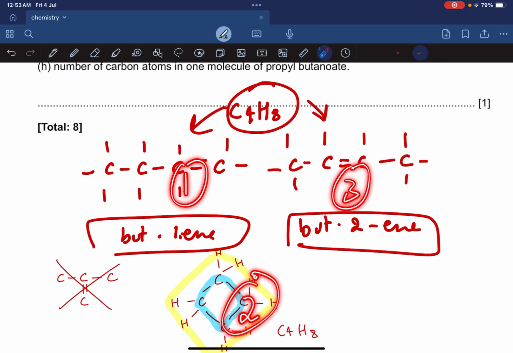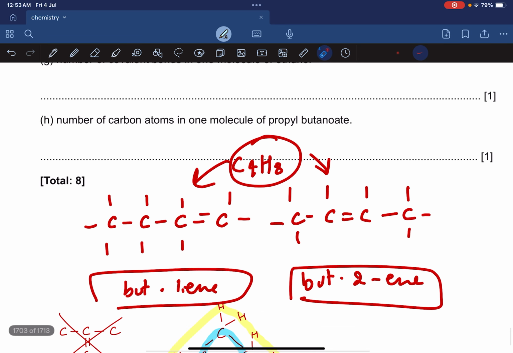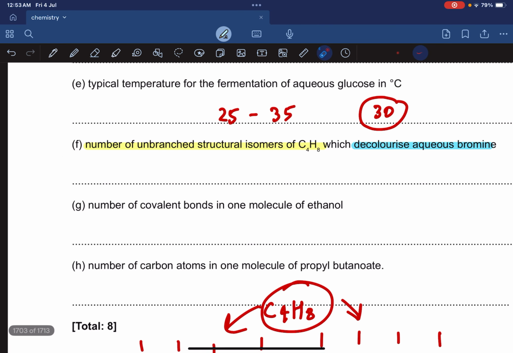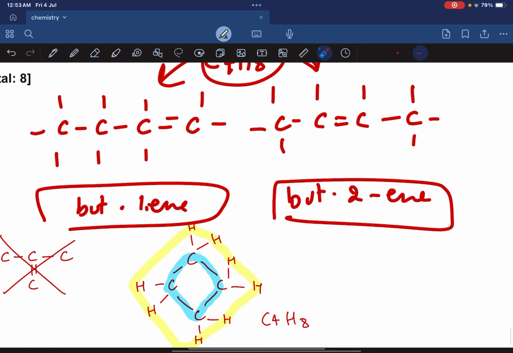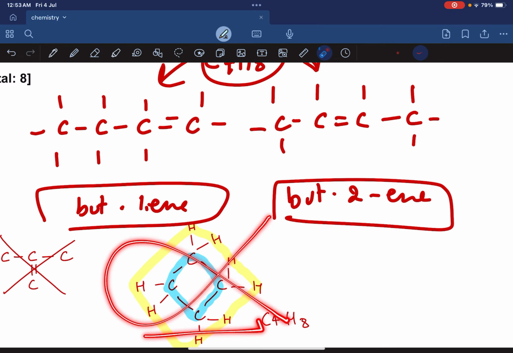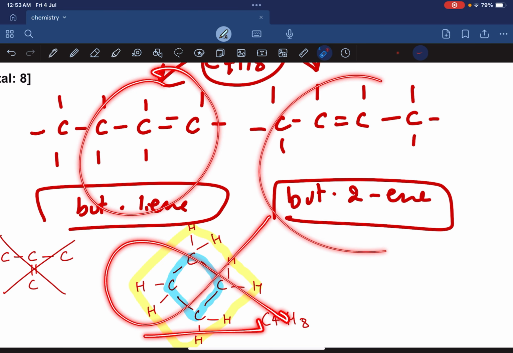I have 3 isomers, but the other part of the question is also very important. I found 3 unbranched structural isomers of C4H8. The other part is which decolorize aqueous bromine. Unfortunately, the cycloalkane cannot decolorize aqueous bromine. Only but-1-ene and but-2-ene can decolorize.